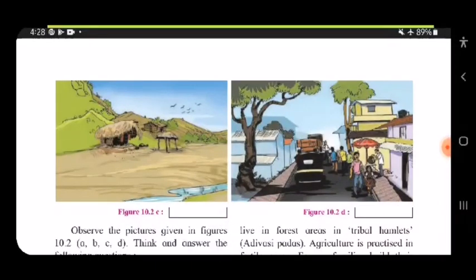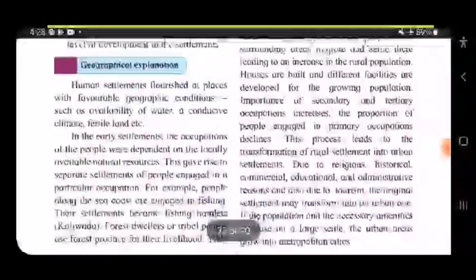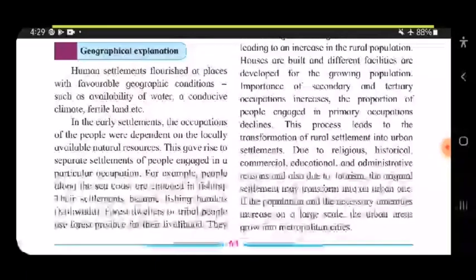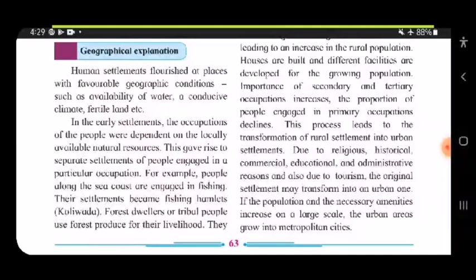Okay, now let's move to the explanation part. Human settlements flourished at places with favorable geographical conditions such as availability of water, a conducive climate, fertile land, etc. Now, where do people like to live a lot? When there are certain things available for them like water, a proper climate, and fertile lands so that they can grow crops. These are all necessary. Only in such a place will human settlements flourish.